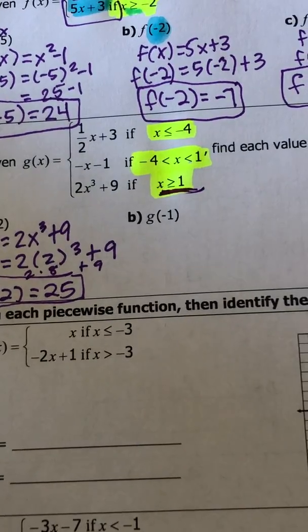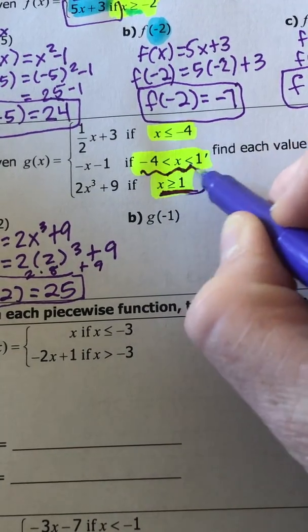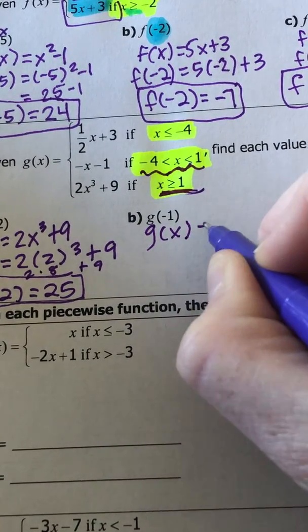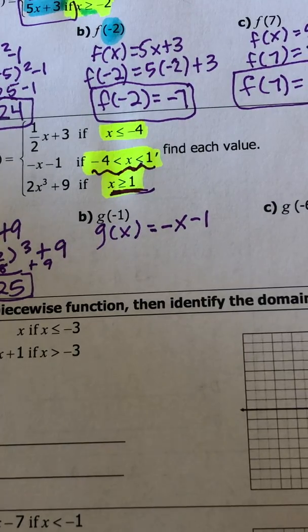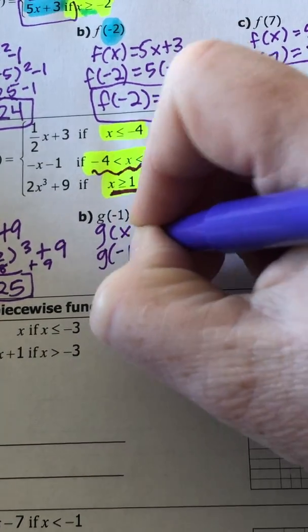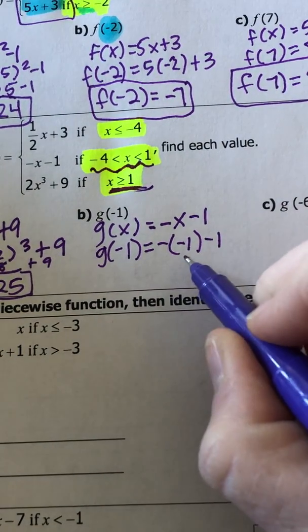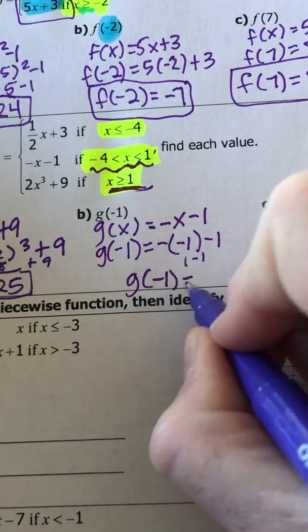All right, now g of negative 1 is going to fall in between negative 4 and 1. So the function I'm using is negative x minus 1, okay? So then I'm going to plug in negative 1. G of negative 1 is negative negative 1 minus 1, which is 1 minus 1. So g of negative 1 is 0.